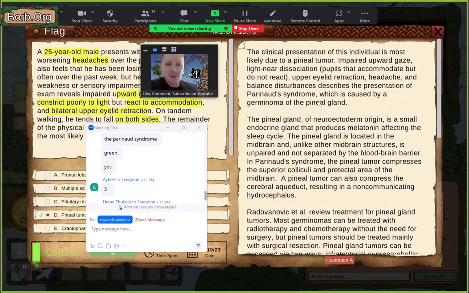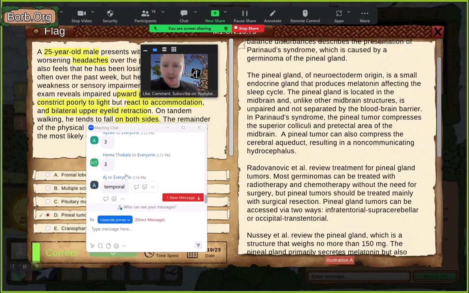But effectively, when you have a pineal tumor, it's pressing up against a cranial nerve. So you guys are going to help me here. Temporal. Thank you so much. It is temporal.